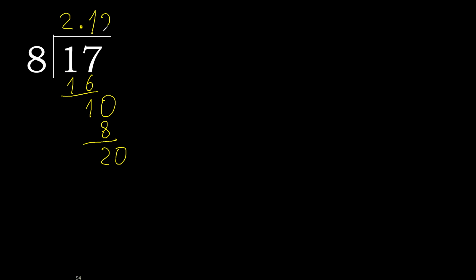8 multiplied by 2, 16. Subtract, complete, 40. 8 multiplied by 5 is exact, 40, okay, is not greater. Subtract, 0, 0, therefore finish it. 17 divided by 8 is here, okay.